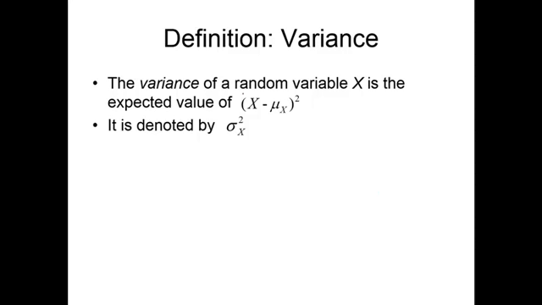Okay, now let's look at variance. The variance of a random variable is the expected value of (X minus mu sub X) quantity squared. And we denote that by sigma sub X squared.